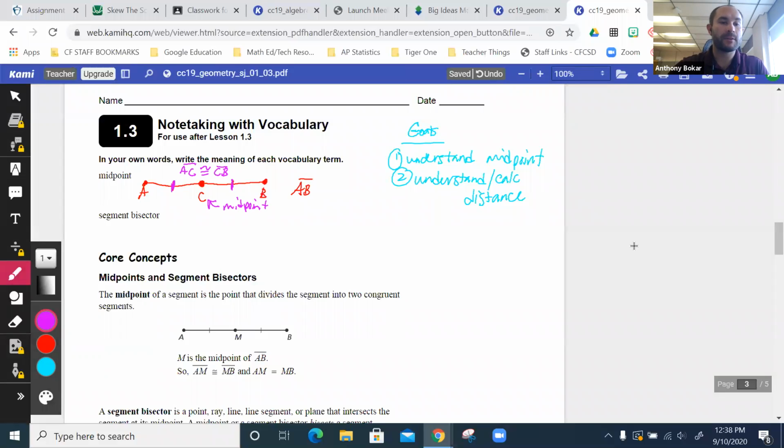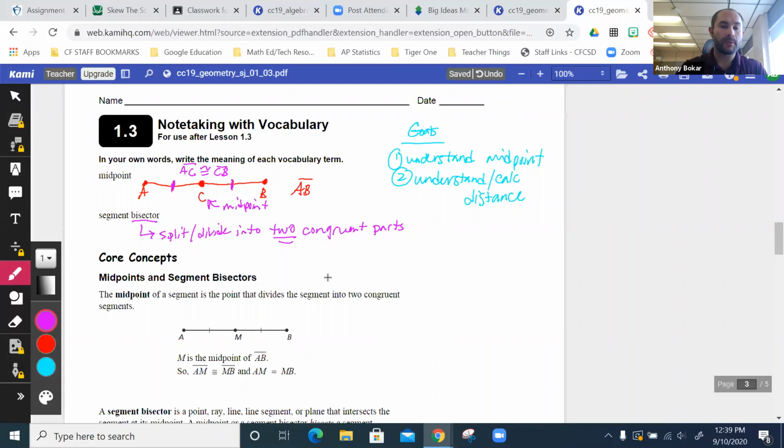So a segment bisector is really anything, any point, line, doesn't matter, that splits a segment into two congruent parts. So to bisect means to split or divide into 2 congruent parts. The prefix bi means 2. Okay, so in this case here, C is the segment bisector. So we're going to go ahead and look at some of that, okay? So we have a midpoint here.